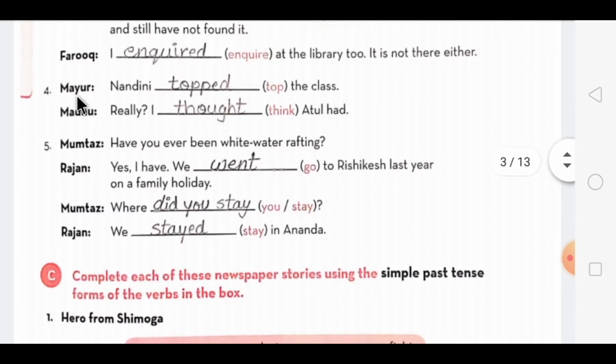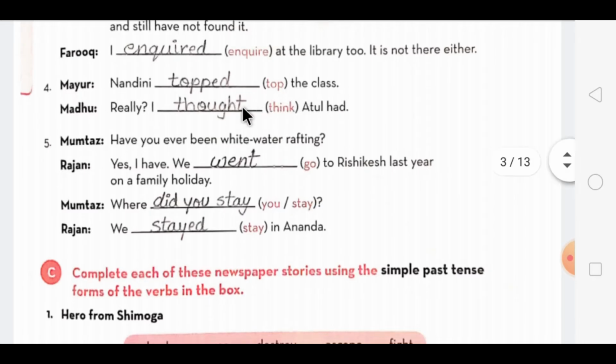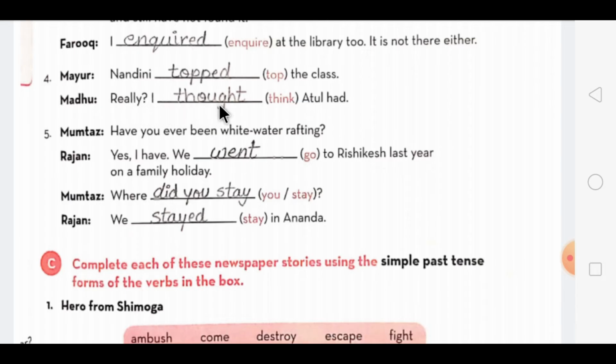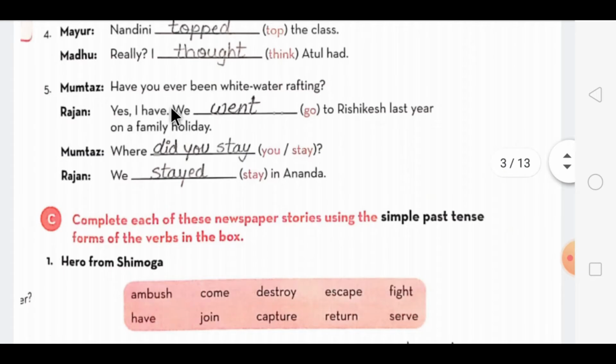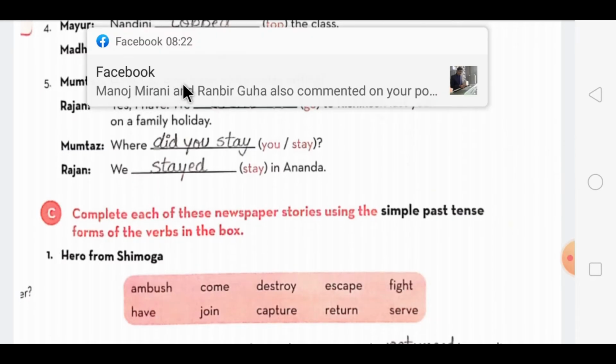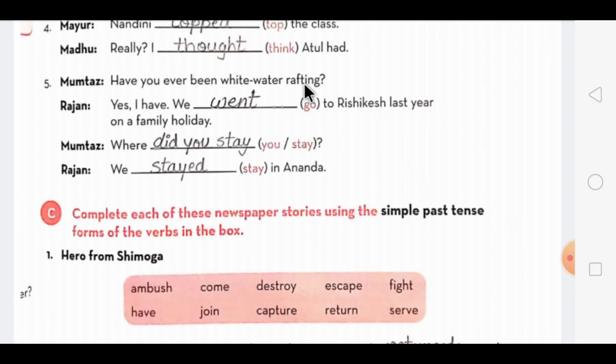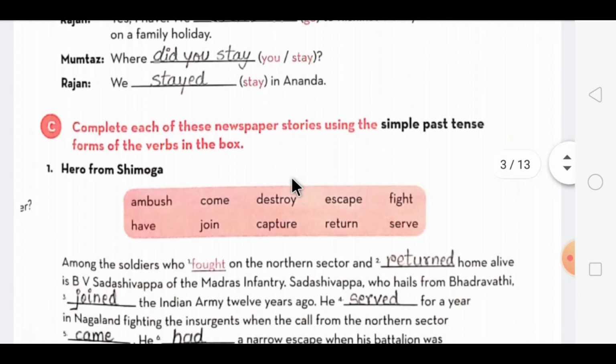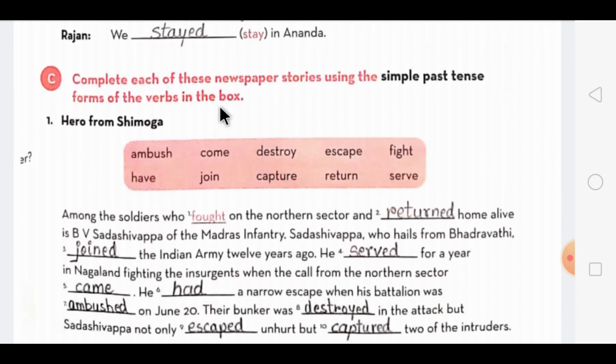Now the fourth one is, Mayur is saying, Nandini topped the class. Madhu says, really? I thought Atul had. Then the fifth one is, Mumtaz is asking, have you ever been white water rafting? Ranjan says, yes, I have. We went to Rishikesh last year on a family holiday. Mumtaz is asking, again the question formation is there, so we will use did you. Where did you stay? Ranjan says, we stayed in Ananda.